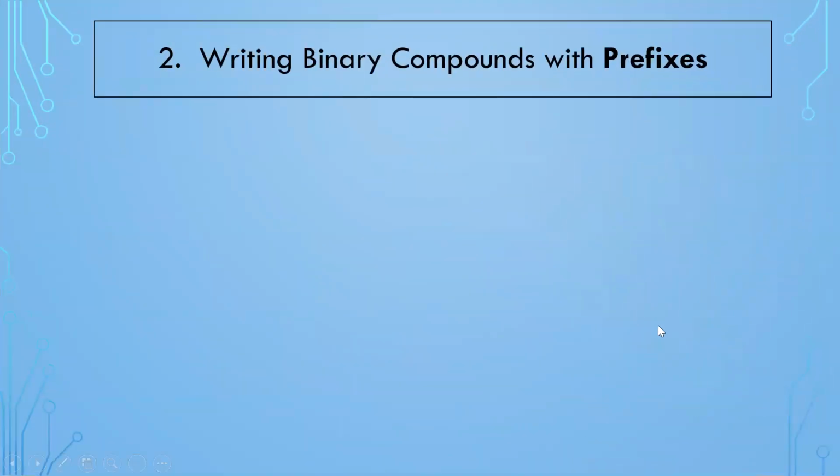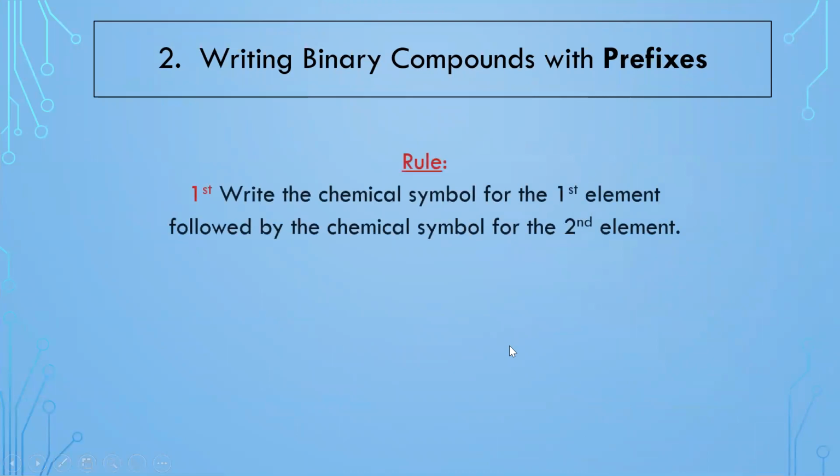Okay, next up we have writing binary compounds that include prefixes. So in 7.1, this was a slightly challenging rule because you had to consult your periodic table special combinations. In this section of the chapter, you don't need to consult the back of your periodic table for the special combinations. They're given to you in the names. So these are very easy to identify. You just have to remember what the actual prefixes are.